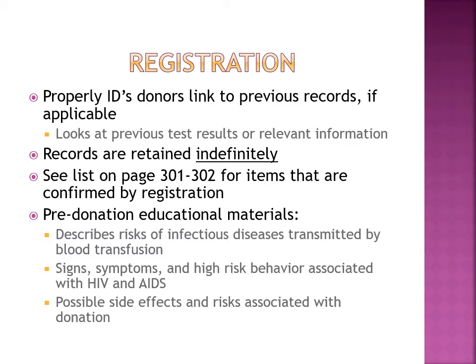We can see the list on page 301 and 302 for items that are confirmed by registration, such as the donor's full name, the gender, the date of the last donation, the unique identification, race, all these things that are in there. You're also given some pre-donation education materials, which describes the risk of infectious diseases transmitted by blood transfusion. Some people get confused and get scared about this. Not that you can get from donating blood, but things that you could give someone by donating blood. Signs and symptoms and high-risk behavior associated with HIV and AIDS, and possible side effects and risk associated with donation.